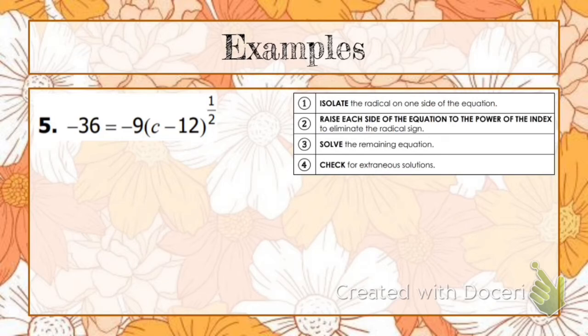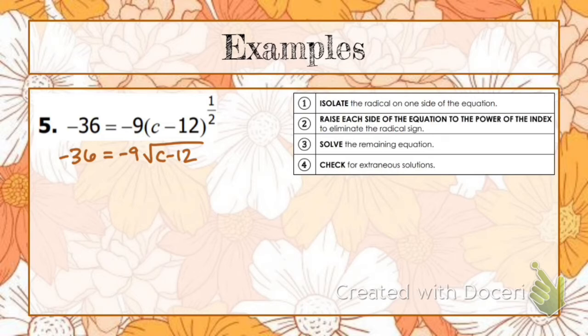All right, so number 5 takes us back to some rational exponents. So the first thing that I think you should do is actually write this as a radical. So we're going to rewrite it. Negative 36 equals negative 9, and remember that to the 1/2 power means the square root of c minus 12. So now we can isolate the radical.